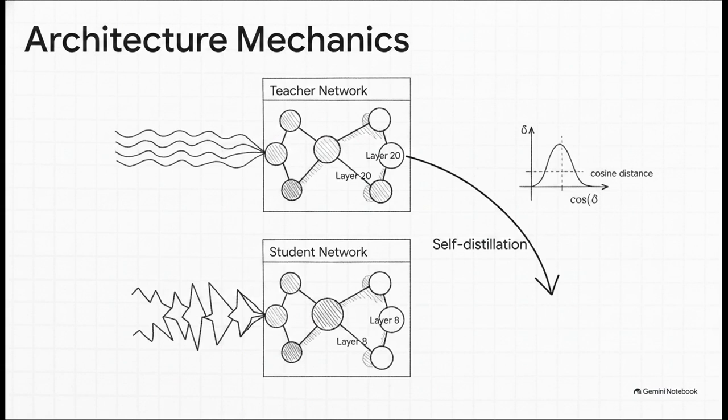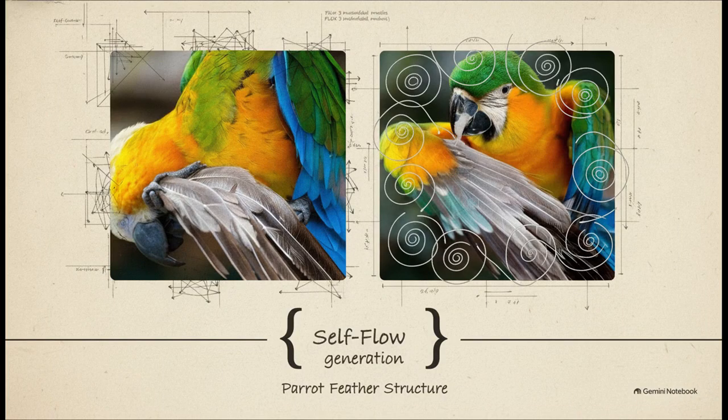This is a self-distillation process, flowing from the deep teacher at layer 20 down to the shallow student at layer 8. So, the student model is forced to predict the high-level semantic features of the teacher while simultaneously predicting the velocity field to actually generate the image. And the results? They speak for themselves.